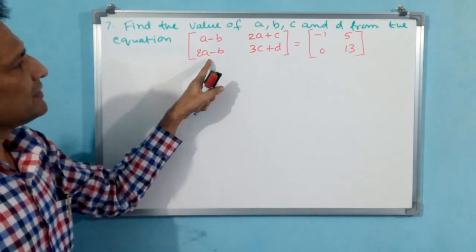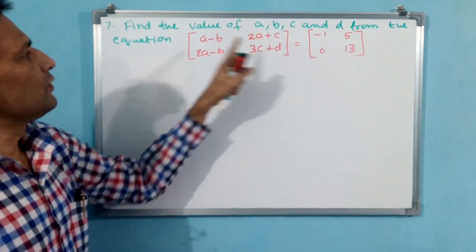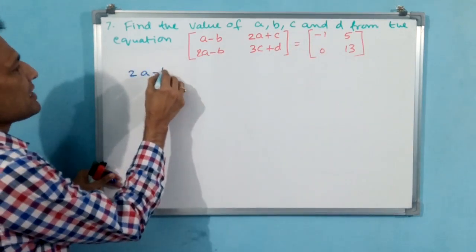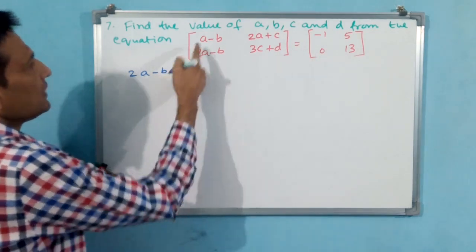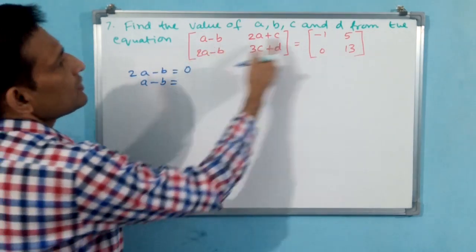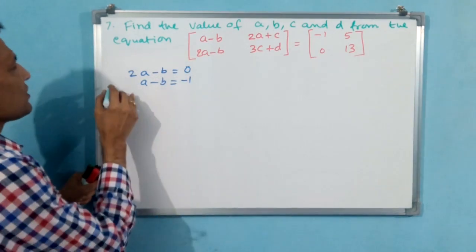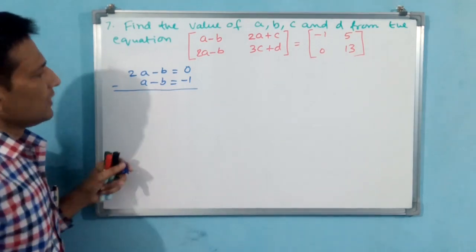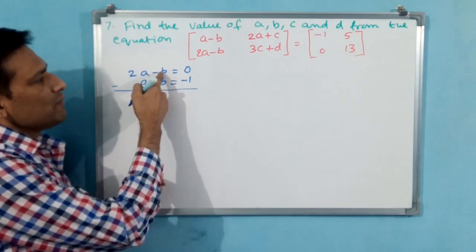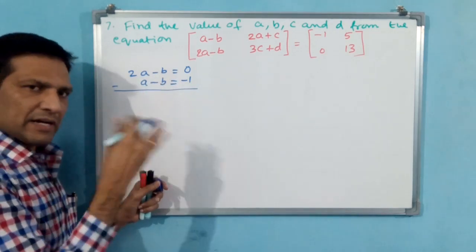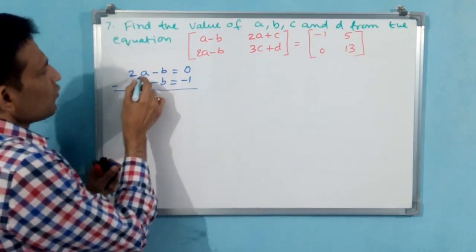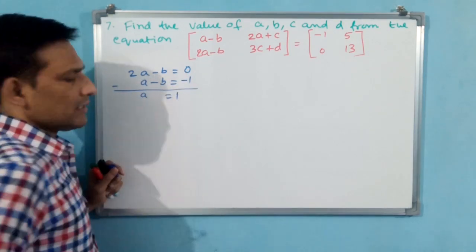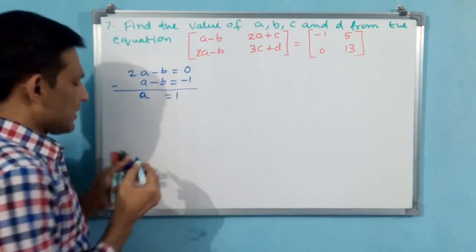Which one you take first? You take 2A minus B is equal to 0, then A minus B is equal to minus 1. Why? Because this is bigger. 2A minus B is equal to 0. Then A minus B is equal to minus 1. This equation you have to take. Okay. Then you put minus. Why subtraction? You see, subtraction if we make B, we going to get cancelled. At least one we have to eliminate. 2A minus A is equal to 0 minus of minus 1, 1. Then you got one value. A is equal to 1.